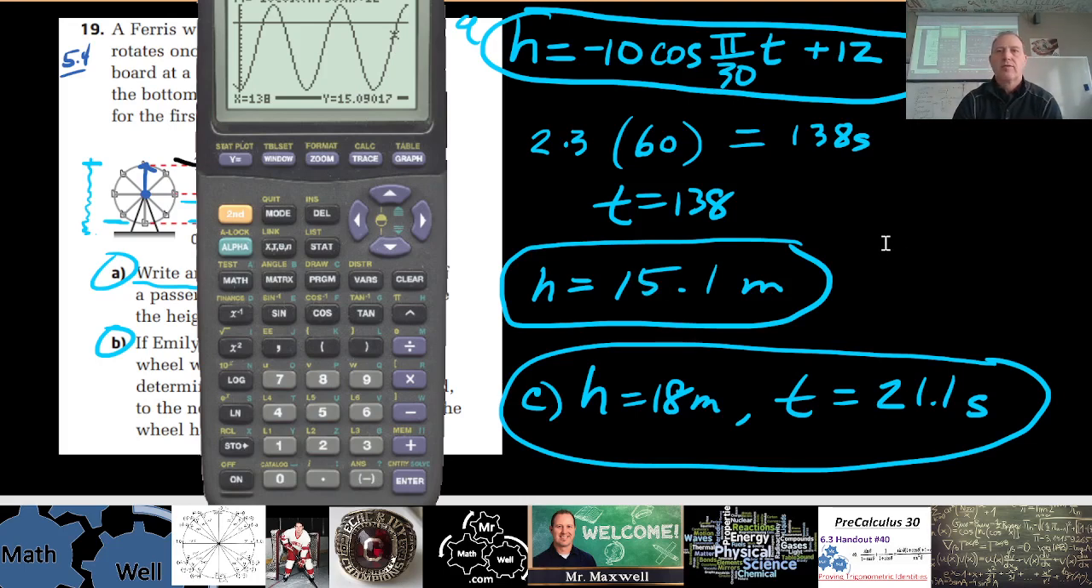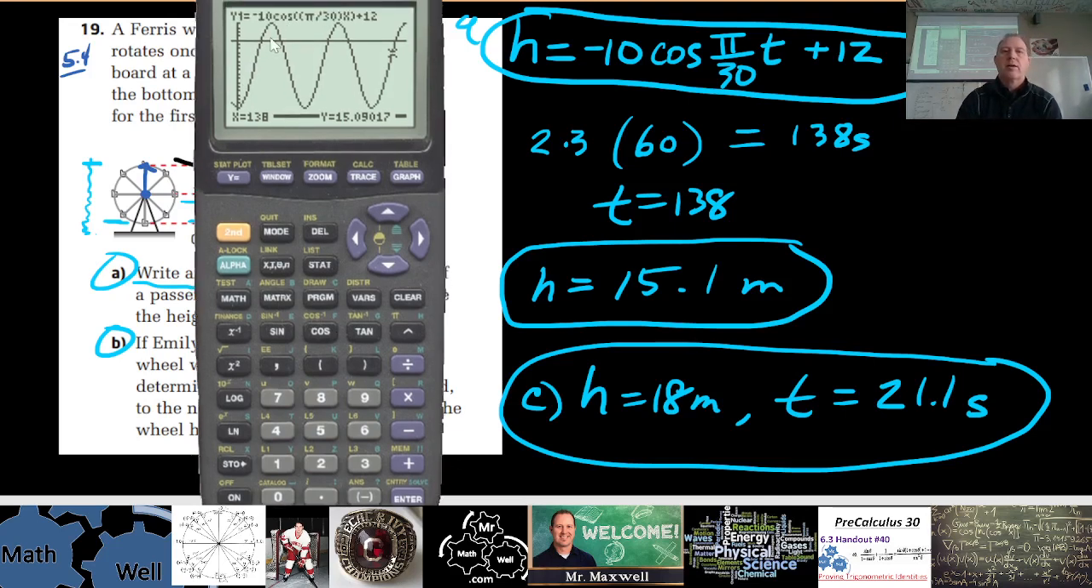There are two answers for what? For C? Okay, well, what does the question say again? Does it say when did she first reach that? When did she first reach it and when did she reach it a second time? Oh, okay. Yeah, so on the graph, this would be 21.1 seconds is the first time. This would be the second time. So if that's what the question says, then we will have to find the second one.